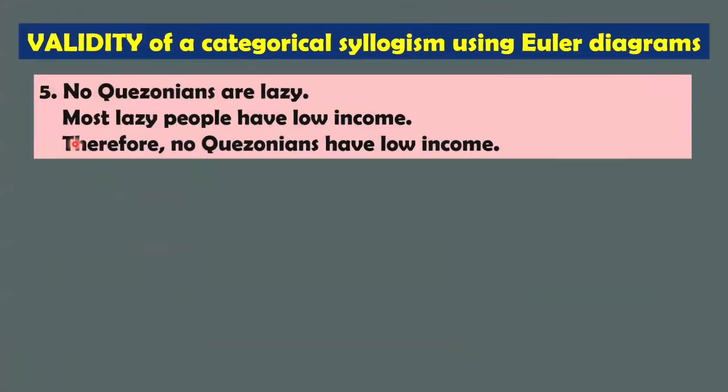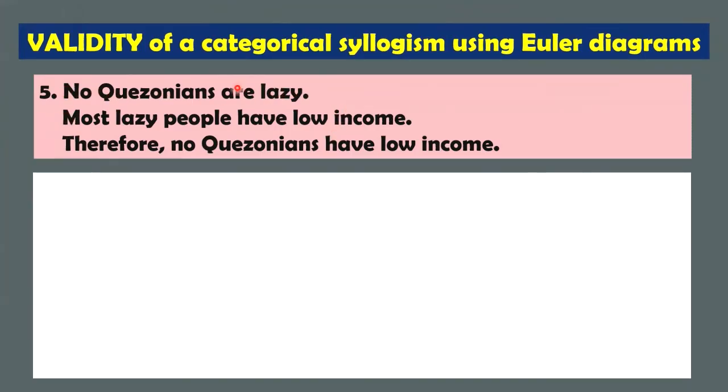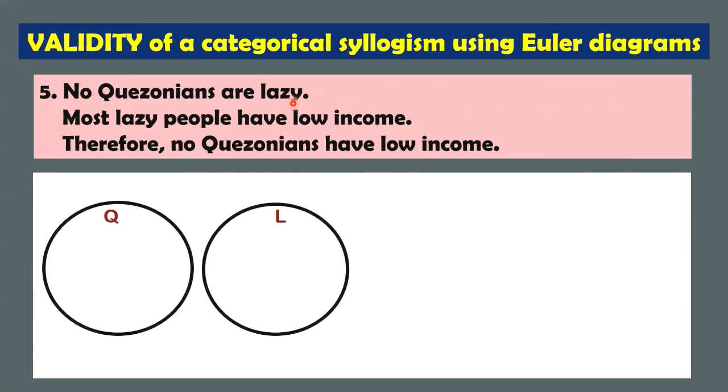Let's have this last example. Okay? So we have Q, set Q for Kizonians, L for lazy, okay? And then I think I for income. Let's have the first categorical proposition. Itong unang statement muna na ito. No Kizonians are lazy. So, ano yung Euler diagram for this proposition? Ito yung dalawang circle na magkahiwalay. Right? Ito yung set of Kizonians. Ito naman yung set of lazy people. Okay? So, wala silang intersection kasi no Kizonians are lazy.